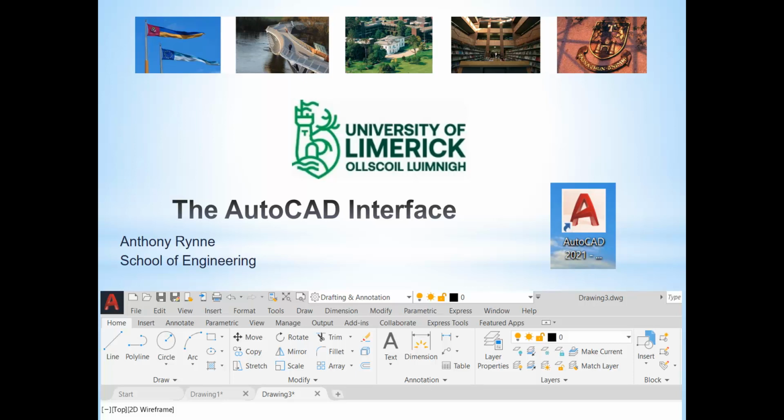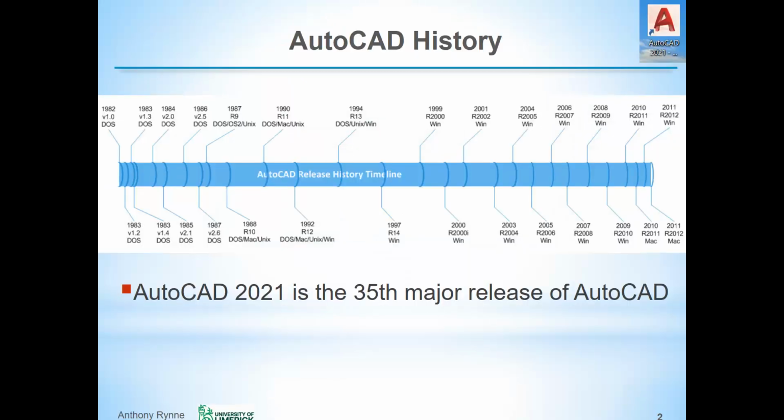In this video we'll look at the AutoCAD interface. We'll be using AutoCAD 2021, which is the latest version of the software, and on the screen here at the bottom you can see the Home tab of the ribbon. Now this version of the software is the 35th major release of AutoCAD.